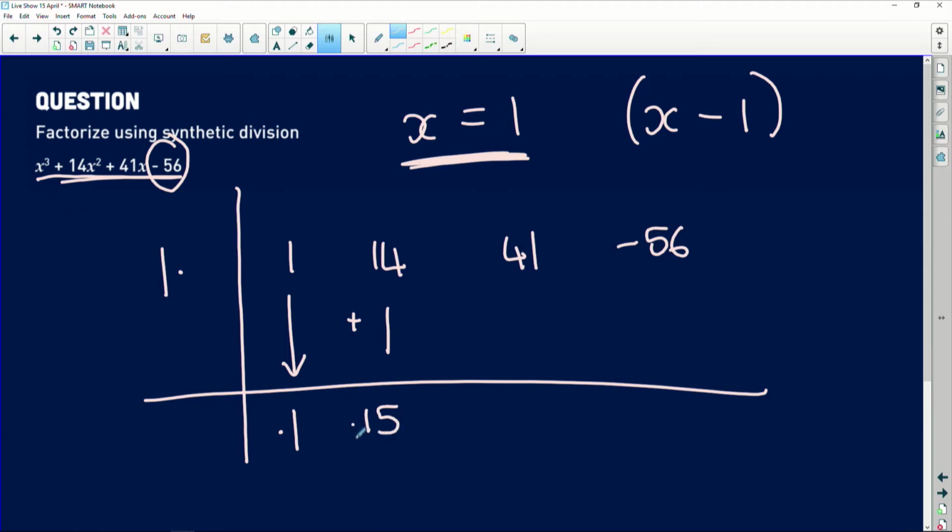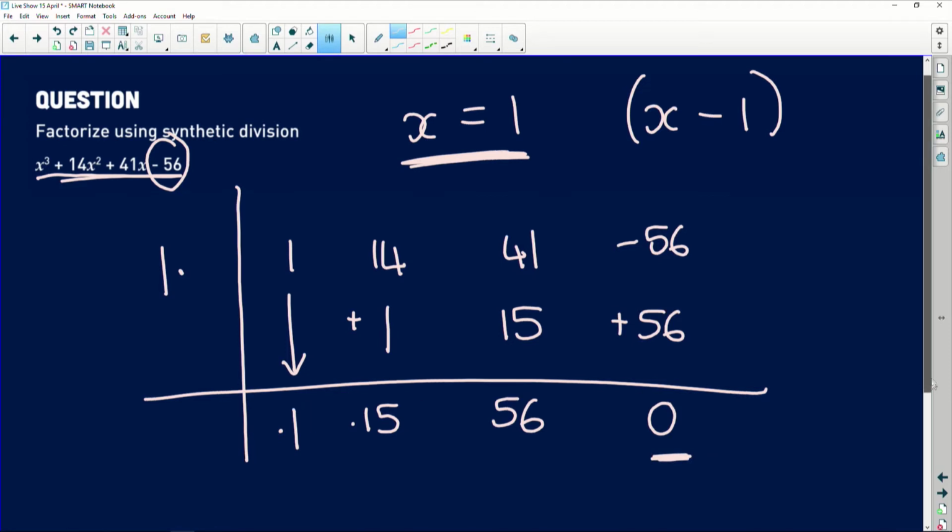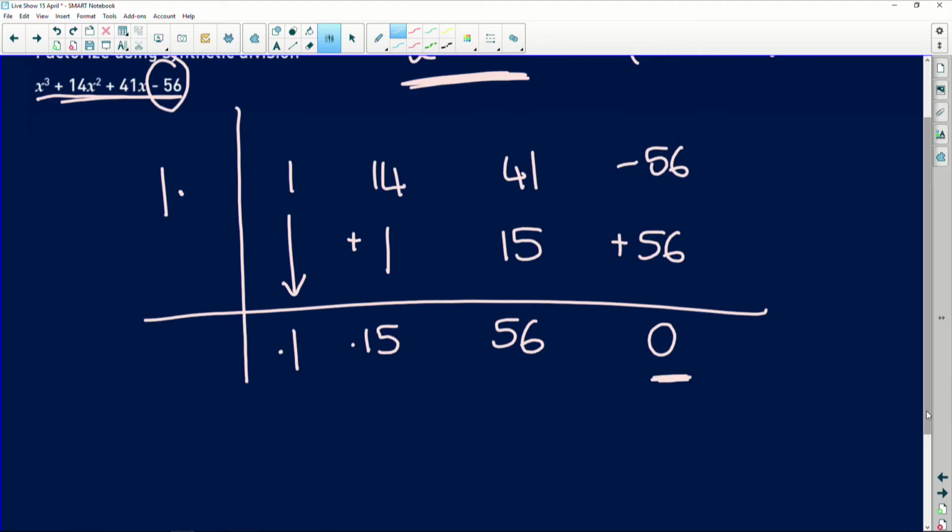We then do the same thing again. We multiply 15 by 1, we get 15. If we add those two together, we get 56. So that gives us 56 over there. And then if we add these two together, we get 0. Okay, guys, that last term there indicates the remainder that we have when we've divided our polynomial by the factor that we're working with. Okay, so the moment you have a remainder of 0 means that there's nothing left over. That factor divided wholly into your polynomial means it's a proper factor of that.